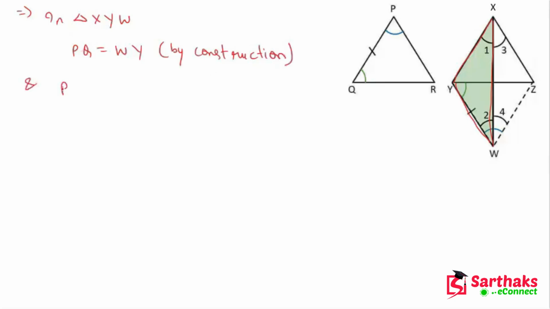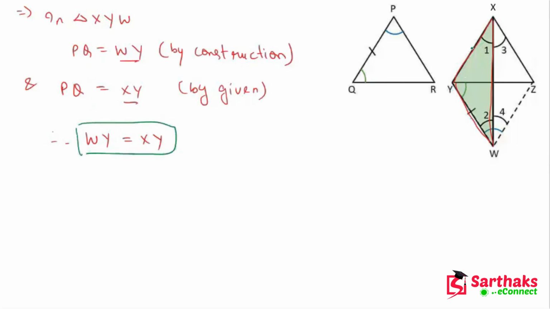And PQ is equal to XY. This is given. So we can say that PQ is equal to WY and PQ is equal to XY. So we can write WY is equal to XY. Okay, WY means this is equal to this. So we can say WY is equal to XY also, meaning this line is equal to this line.